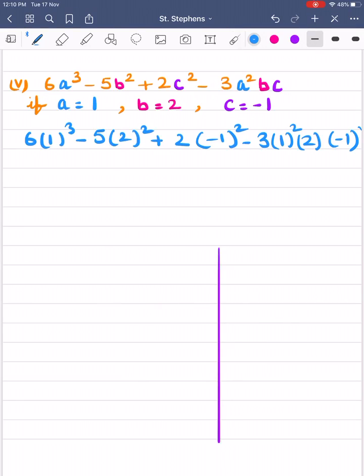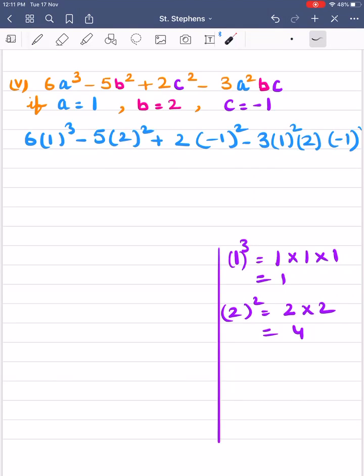Now first we will solve powers. So we have here 1 raised to power 3. So this means we have to multiply 1 3 times. So 1 into 1 into 1. So we get 1. Now 2 raised to power 2. It means we have to multiply 2 2 times. So 2 into 2, which is equal to 4.